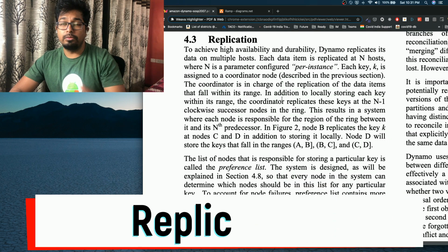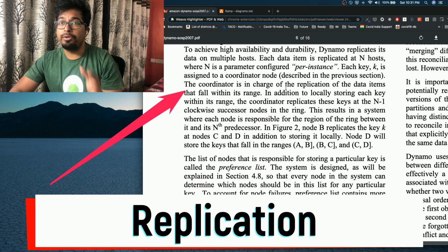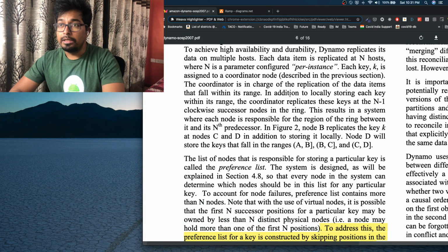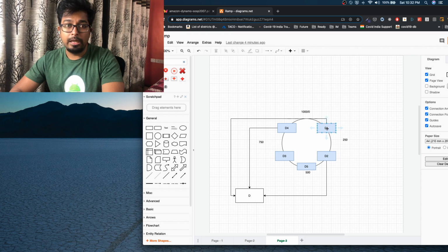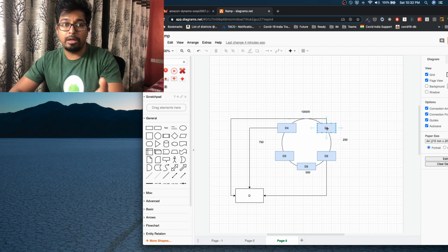So what's a coordinator node? A coordinator is in charge of the replication of the data items that fall within its range. In addition to locally storing each key within its range, the coordinator replicates these keys at the n-1 clockwise successor nodes in the ring, which means that if data is getting stored at D1, it will also get stored in n-1 successor nodes. Let's say n is 3. So if a key, let's say 120, lands up in D1, it will also get replicated in D2 and it will get replicated in D5.